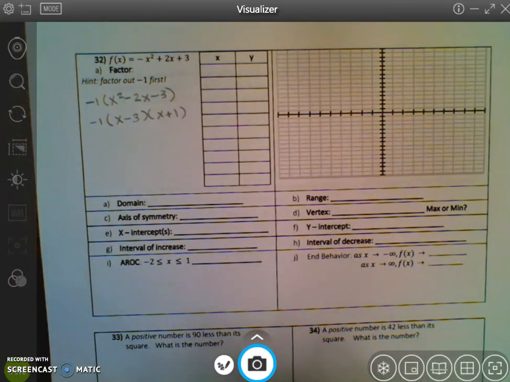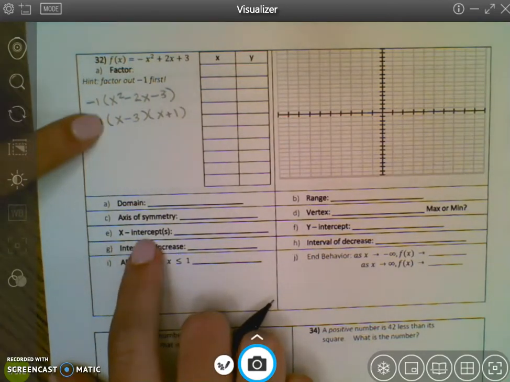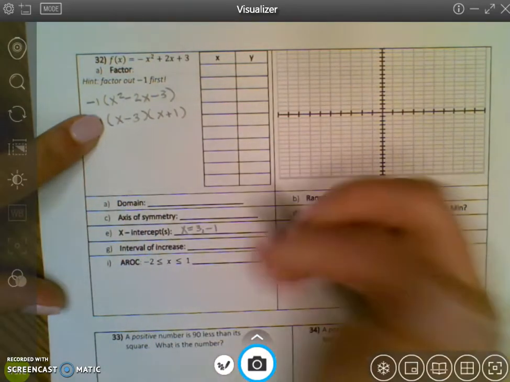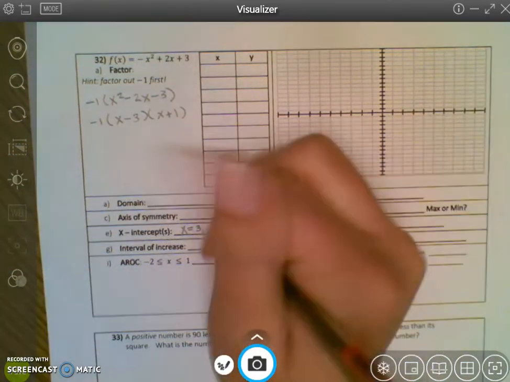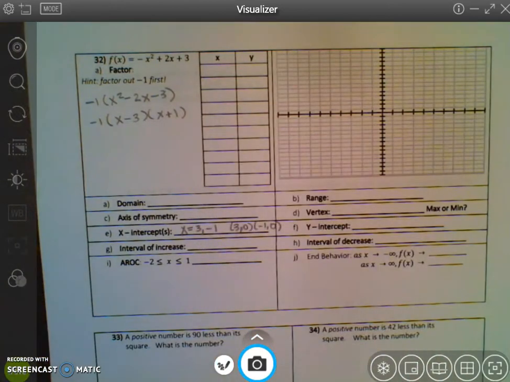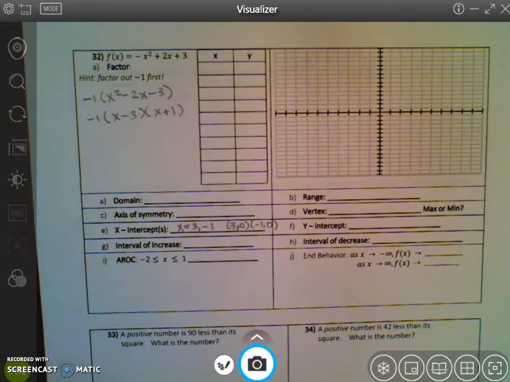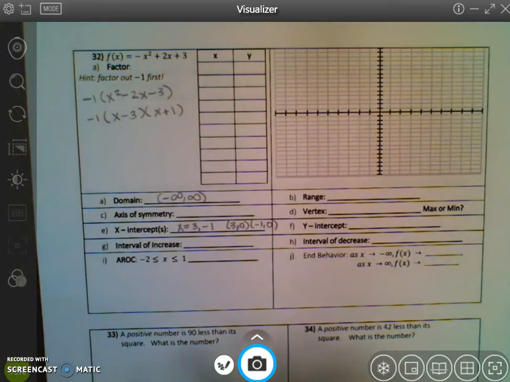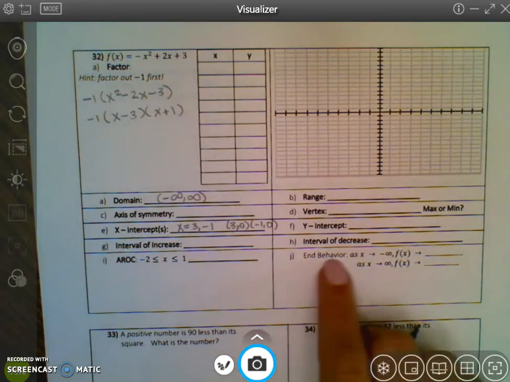Okay, just like before, I'm going to find my x-intercepts by solving. So it's going to be the opposite. So x equals 3 and -1. Remember, you can also see it as a point. So this would be 3, 0, and -1, 0. Okay, I know my domain already. Your domain is always -infinity to infinity.